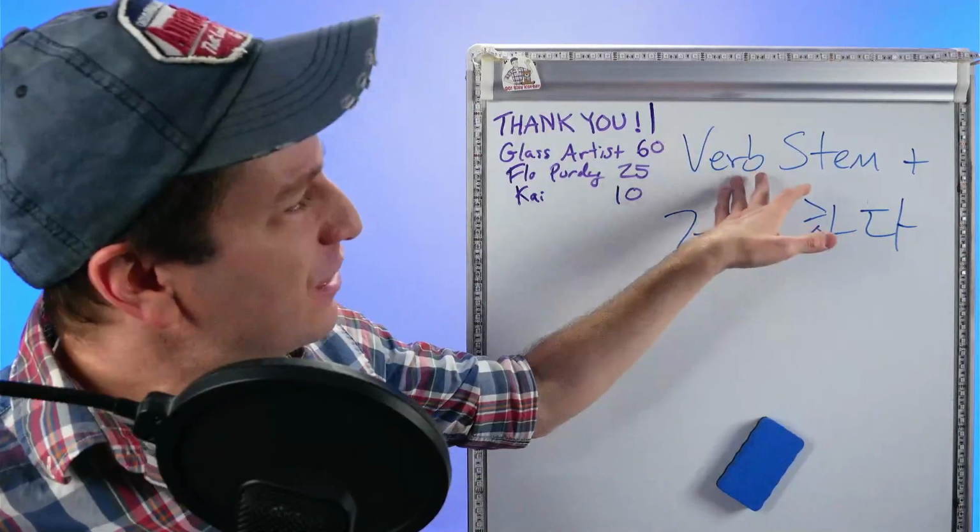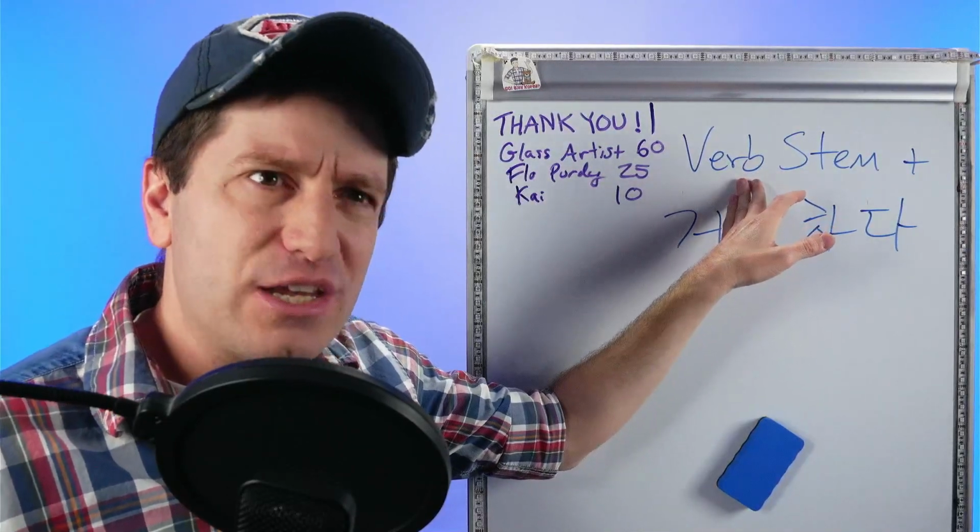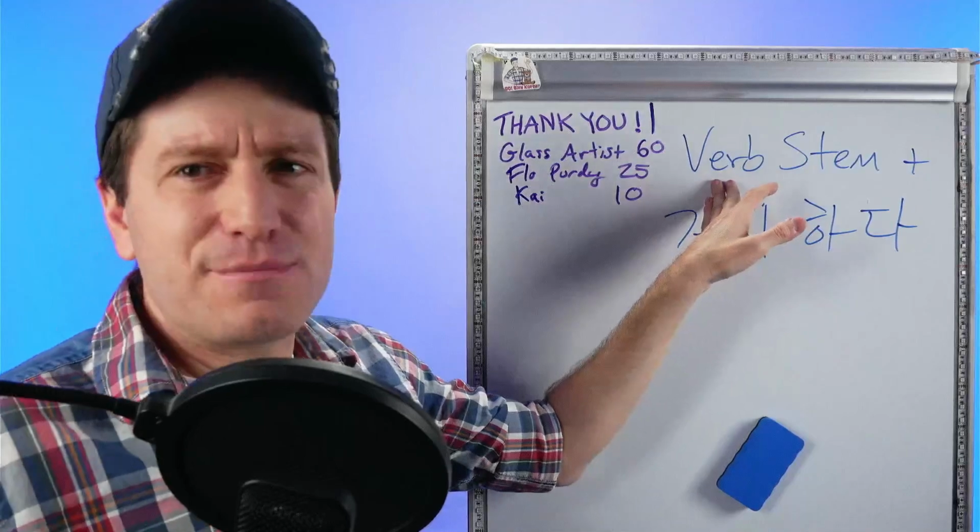How? Well, let's take a look at this part, verb stem. There are other types of verb stems that we can work with besides just like 하다 becoming ha.